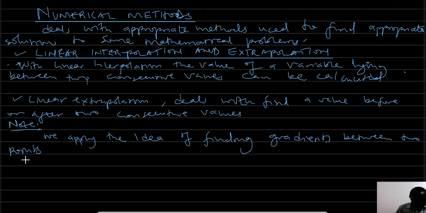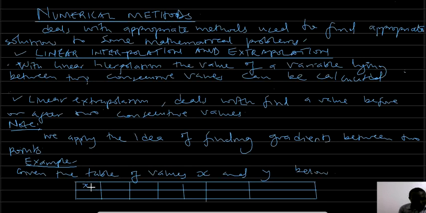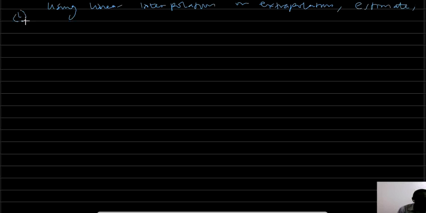Let's have an example. Given the table of values of x and y below, here we have x, we have y. Using linear interpolation or extrapolation, estimate number 1, the value of x when y is equal to 55. Number 2, the value of y when x is equal to 60.